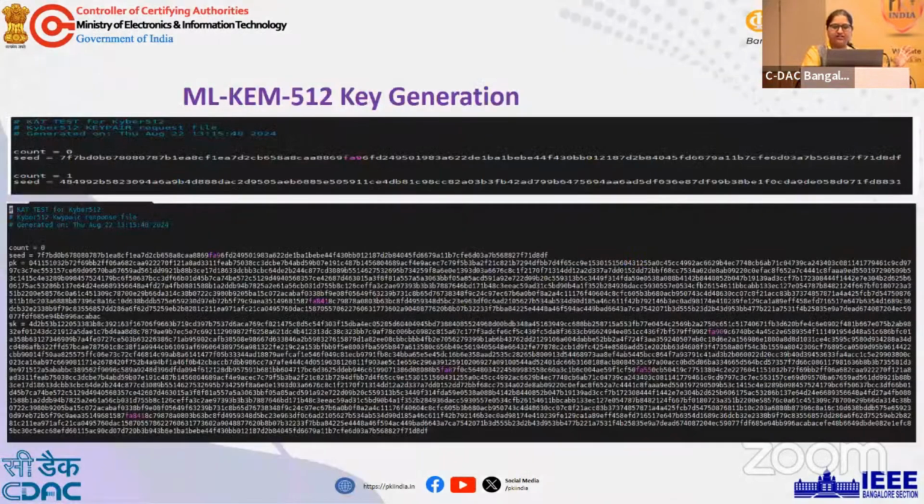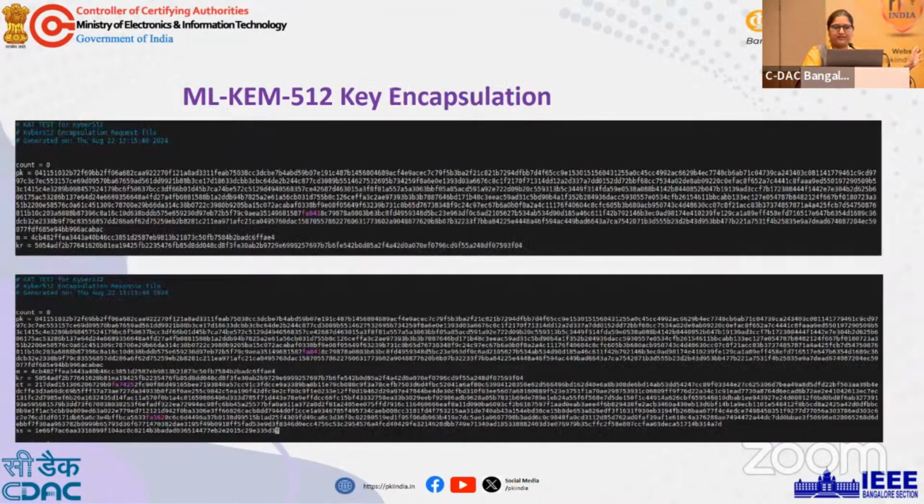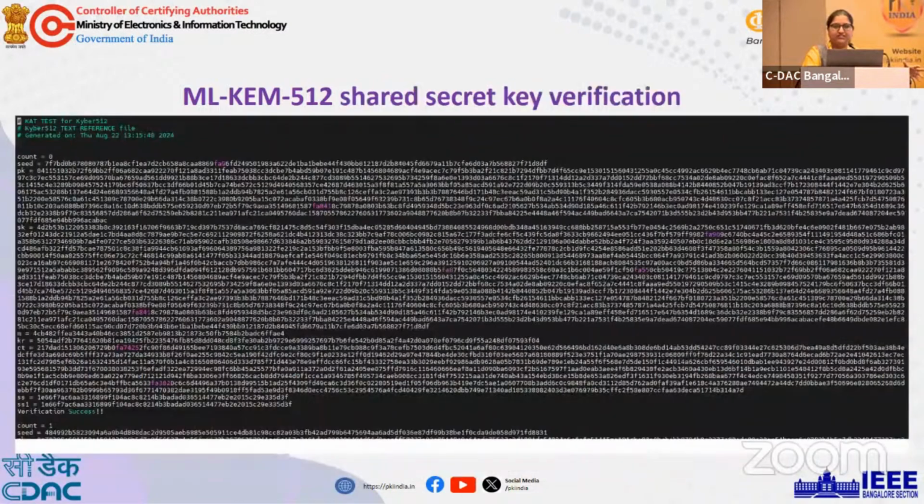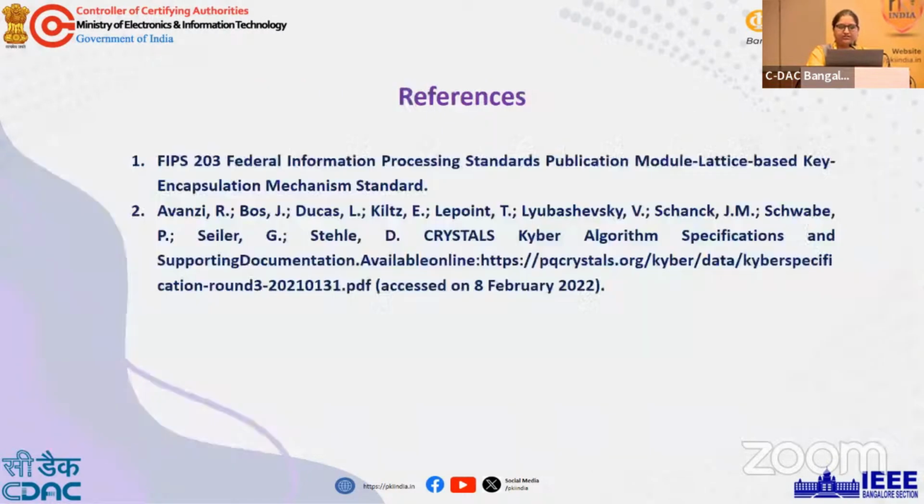And these are our lab-generated outputs. Above is the request file and below is the response file. This is how we have captured the data, and we are still in working mode, the study is still going on, and we are generating the outputs and checking. So it is not finalized. And these are the references. Thank you.